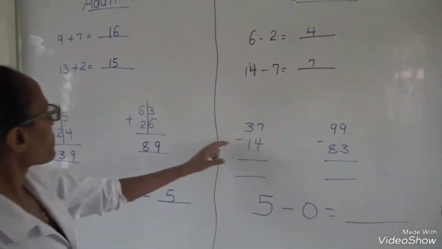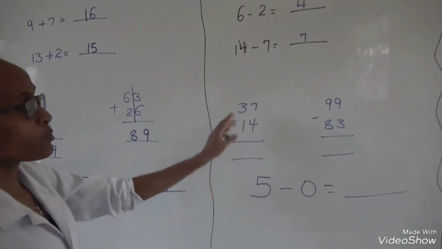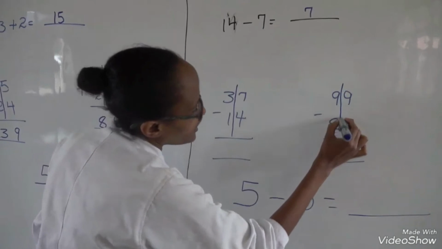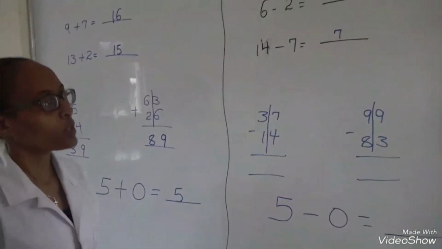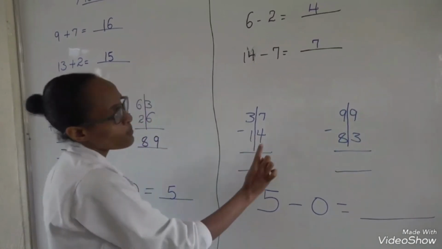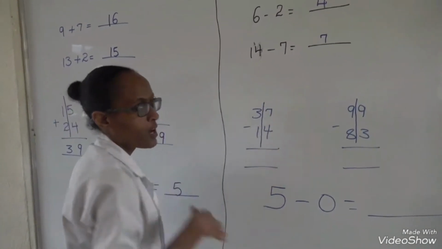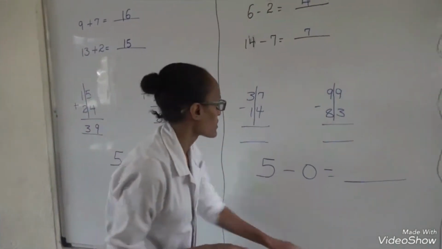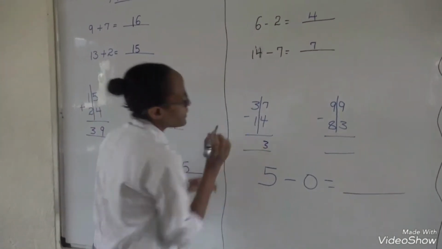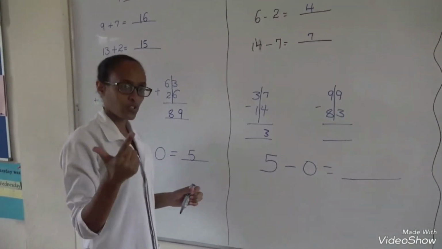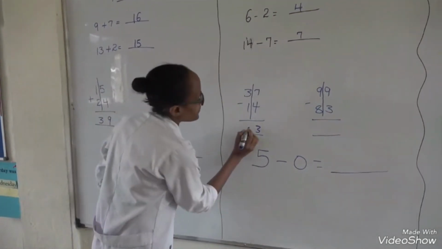Just like we did in the addition, when we have two digit numbers, we make a line between the numbers. And we start from the ones place. 7 and 4. So let's count from the small number to the big number. 4, 5, 6, 7. The answer is 3. Here let's count from 1 to 3. 1, 2, 3. The answer is 2.